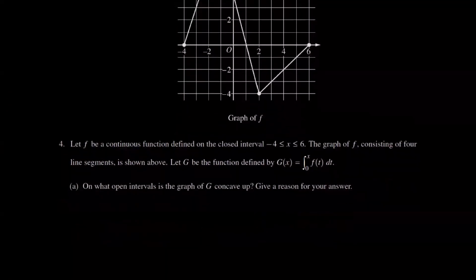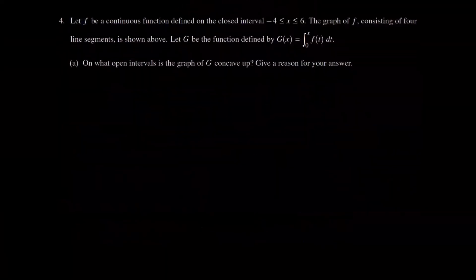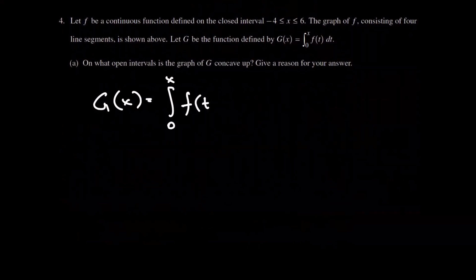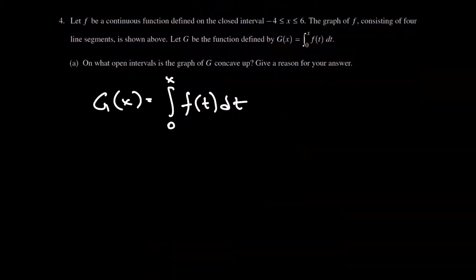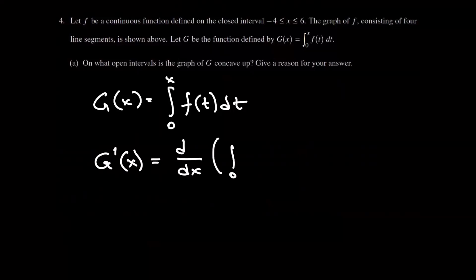So let's take a look at the relationship between g of x and f of t. g of x is equal to the integral from 0 to x, f of t dt. And let's differentiate both sides to see what we get in terms of the relationship. So g prime of x is equal to the derivative d dx of the integral from 0 to x of f of t dt.